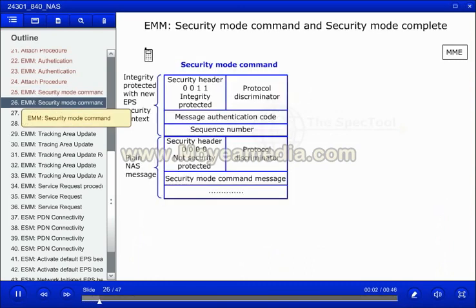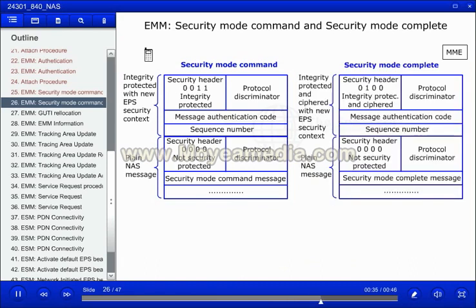The security mode command is the message that commands the UE to start the ciphering and integrity protection. The message itself is integrity protected, with the key and algorithm negotiated during the authentication procedure. This is indicated with a special security header in the security protected NAS message. The UE answers with security mode complete ciphered and integrity protected, also indicated with a special security header in the security protected NAS message.